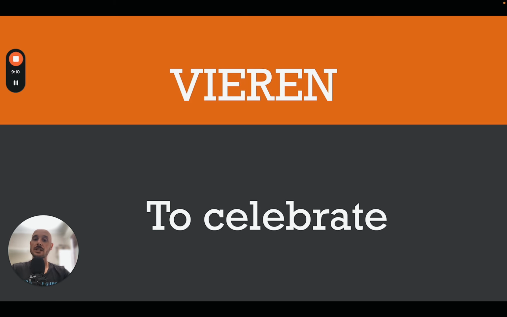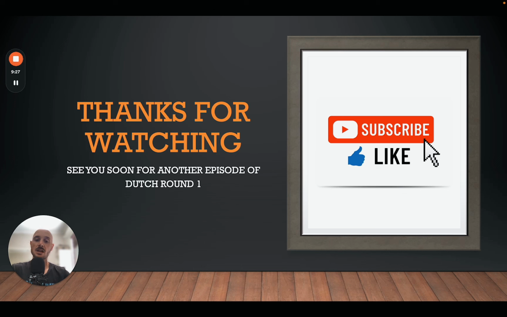Right? We continue, and then of course the last one for today is to celebrate. And to celebrate is vieren in Dutch. All right? To celebrate is vieren. We have celebrated his birthday. We hebben zijn verjaardag gevierd, right? That is vieren, to celebrate. All right, these were the 50 verbs, essential verbs in the Dutch language for today.